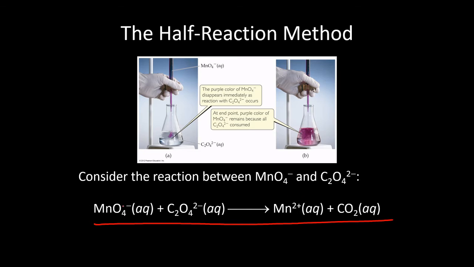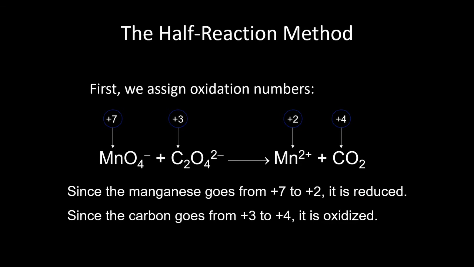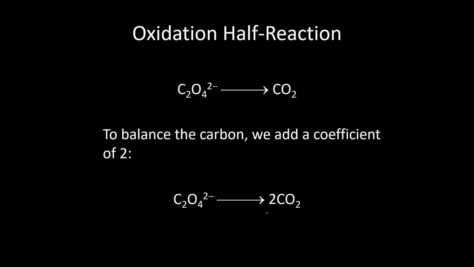We have permanganate reacting with oxalate to form manganese 2+ and carbon dioxide. That is indeed a redox reaction. If we assign the oxidation numbers, what we see is that the manganese is going from +7 to +2, so that is a reduction, and the carbon goes from +3 to +4, so that is an oxidation. So when we split these into their individual half reactions, we're going to do the carbon one first.